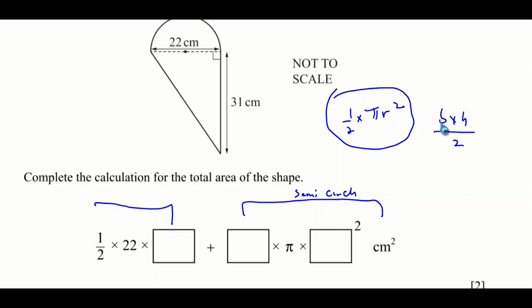So the area of the triangle is base times height over 2. We already have over 2 here, that is a half. Then this is the base, then the height will be 31. Okay, so we are done with the area of the triangle.